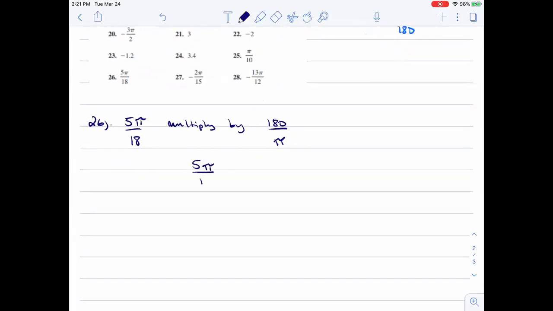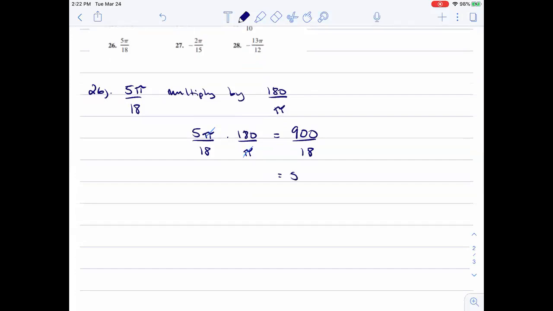So I get 5 pi over 18 times 180 over pi. What's nice is these pi's are going to cancel because I'm multiplying. And even the 180 and 18 will cancel, but we don't have to do that. We can just use our calculator. So 5 times 180, that's 900 over 18, puts me at 50. So that's going to be 50 degrees. Okay.